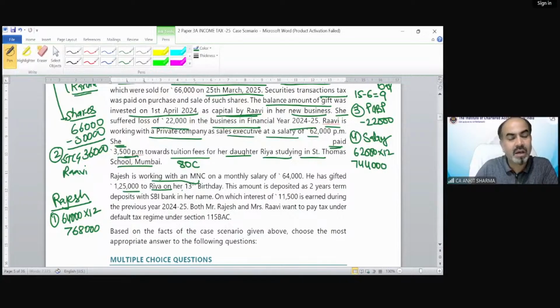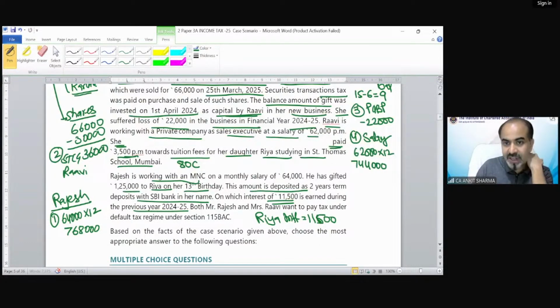He has gifted 1,25,000 to Ria, his minor daughter, on her 13th birthday. This amount is deposited as a 2-year term deposit with SBI Bank in her name, on which interest of 11,500 is earned during the previous year 24-25. So now the third income is of Ria, interest income. The question would be in whose hand this is going to be taxed.